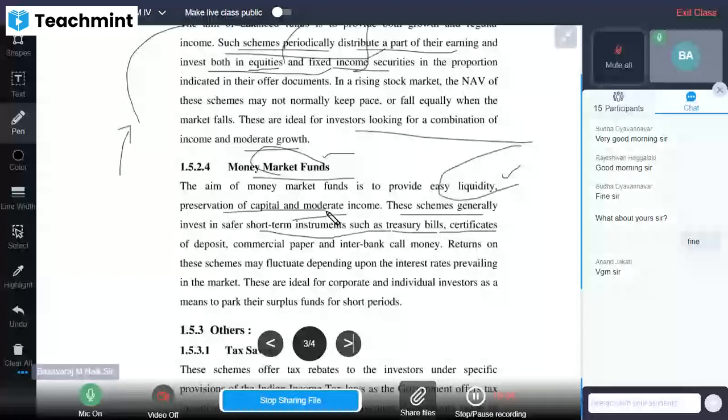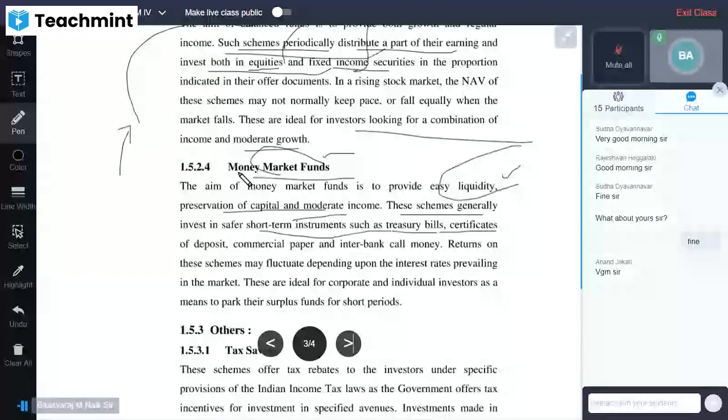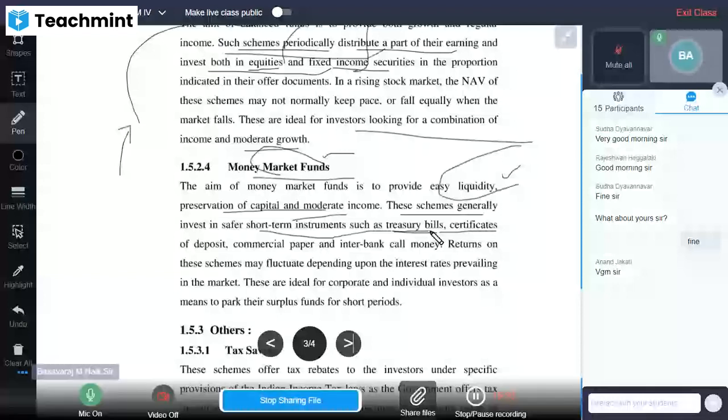So they can generally invest in safer short-term instruments such as treasury bills. You know that money market instruments may be treasury bills, CDs or CPs, right? Call money. So these are all examples of the money market which we have studied in money market and capital market, the financial market. They can invest in treasury bills, certificates of deposit, commercial paper and interbank call money.